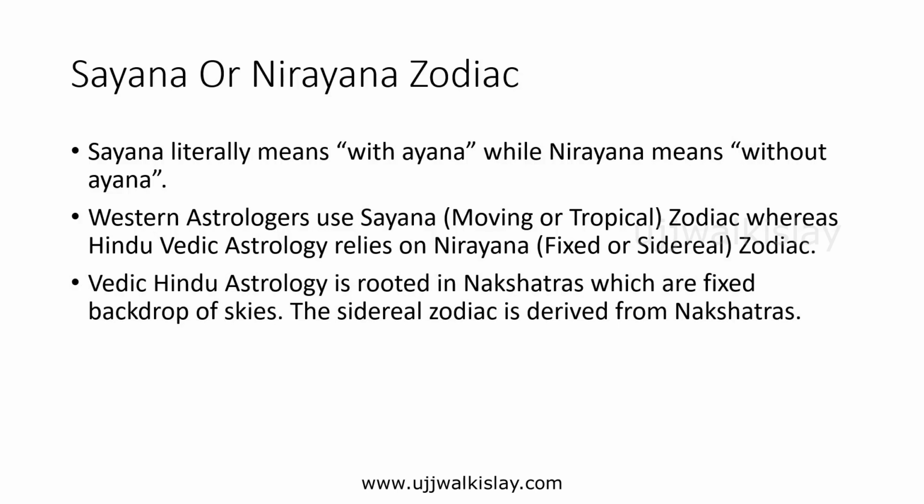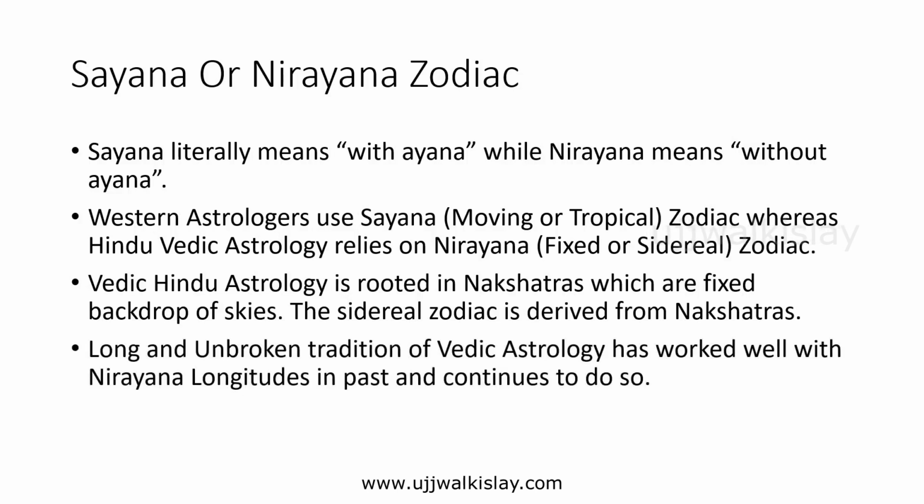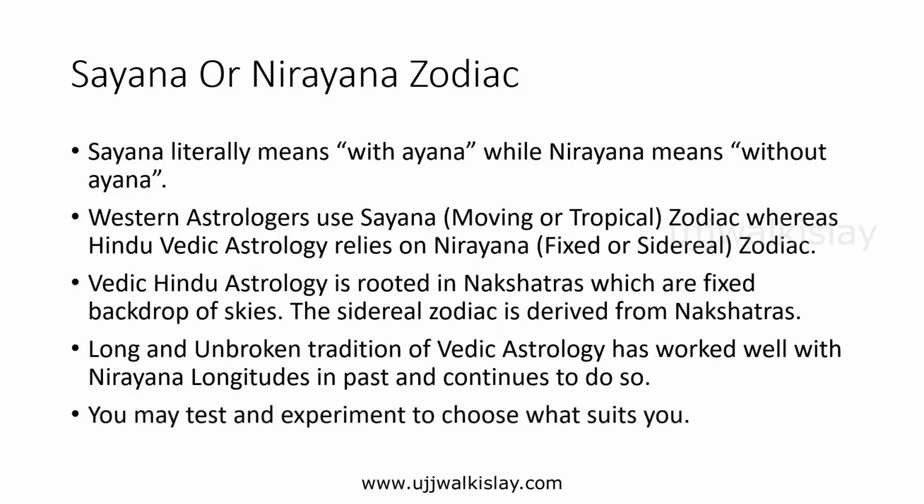Vedic Hindu astrology is rooted in nakshatras, which are fixed backdrop of the skies. The sidereal zodiac is derived from nakshatras. The long and unbroken tradition of Vedic astrology has worked well with the Nirayan longitudes in past and continues to do so. You may test and experiment to choose what suits you.